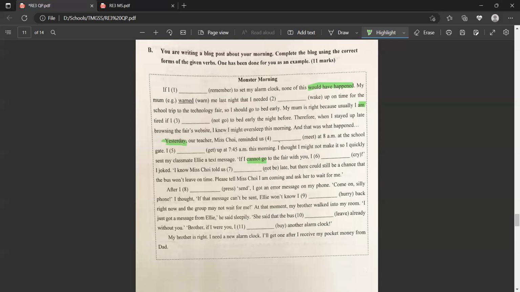In your exam, we don't give you the word not, okay? So you have to be careful. After I pressed or had pressed, okay? Send, I got an error message on my phone. If that message can't be sent, Ellie won't know.